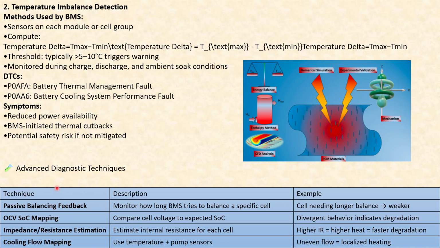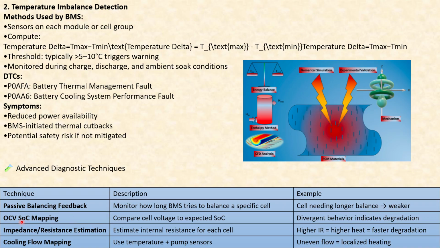Now, talking about the advanced diagnostic techniques, the first is passive balancing feedback. To elaborate on this technique, it monitors how long the BMS tries to balance a specific cell. Now talking about an example: a cell needing longer balance means that it is weak.